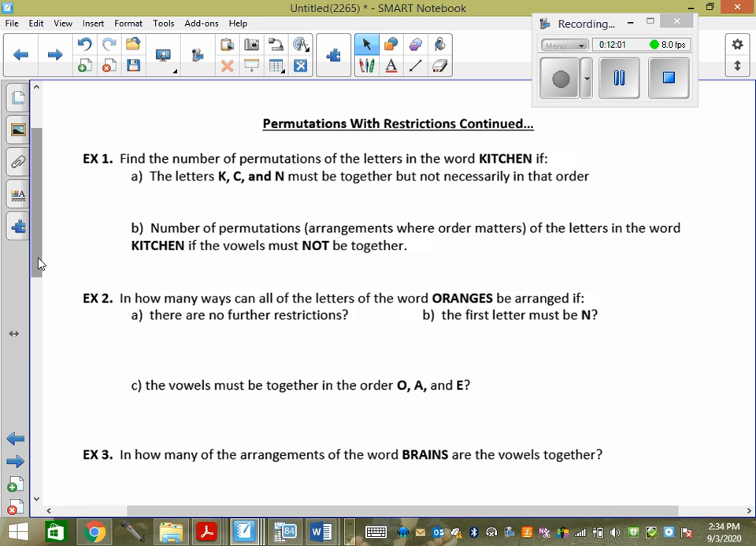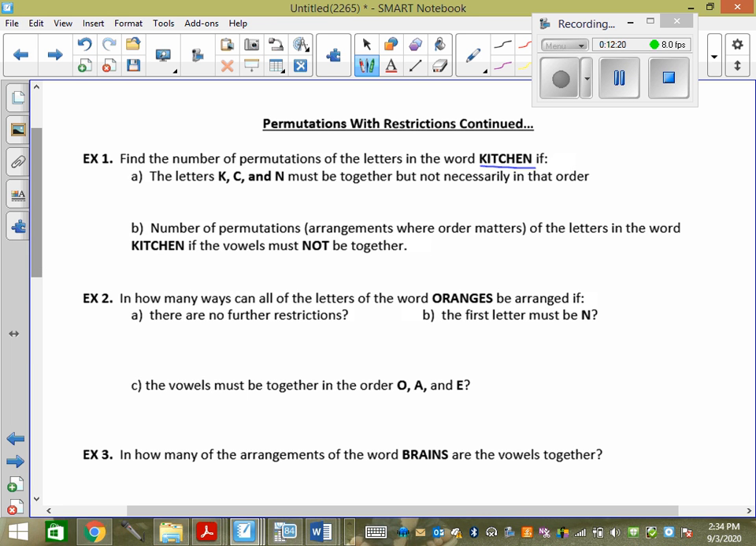So what we're dealing with today is permutations. We've kind of dealt with them before with the fundamental counting principle. We're going to look at it with the fundamental counting principle, and we're going to look at where we could possibly use the formula as well. So find the number of permutations of the letters in the word kitchen.